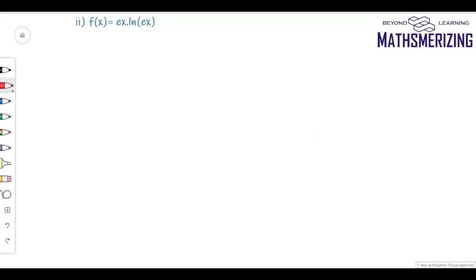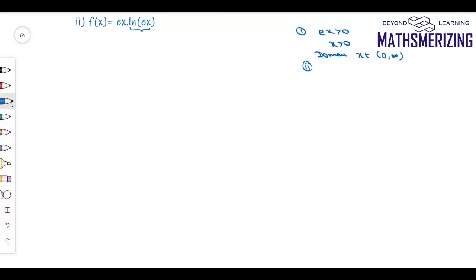Let us take another example. The function is x ln x. Now the first thing is its domain. For a logarithmic function, x should be greater than 0. So the domain of this function will be x belongs to (0, infinity), and this graph will be drawn from 0 to infinity.